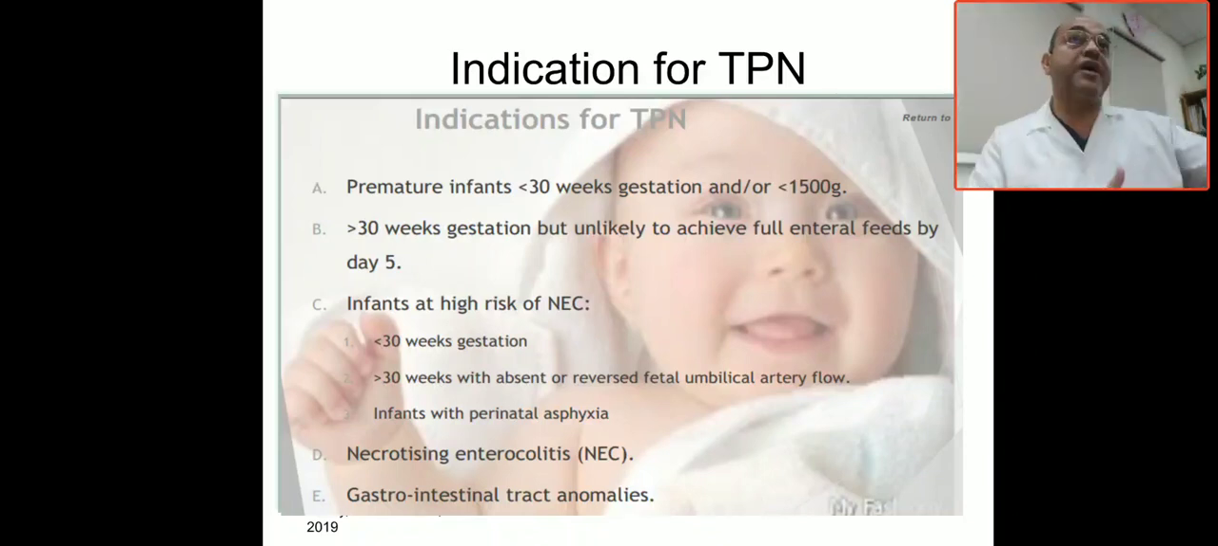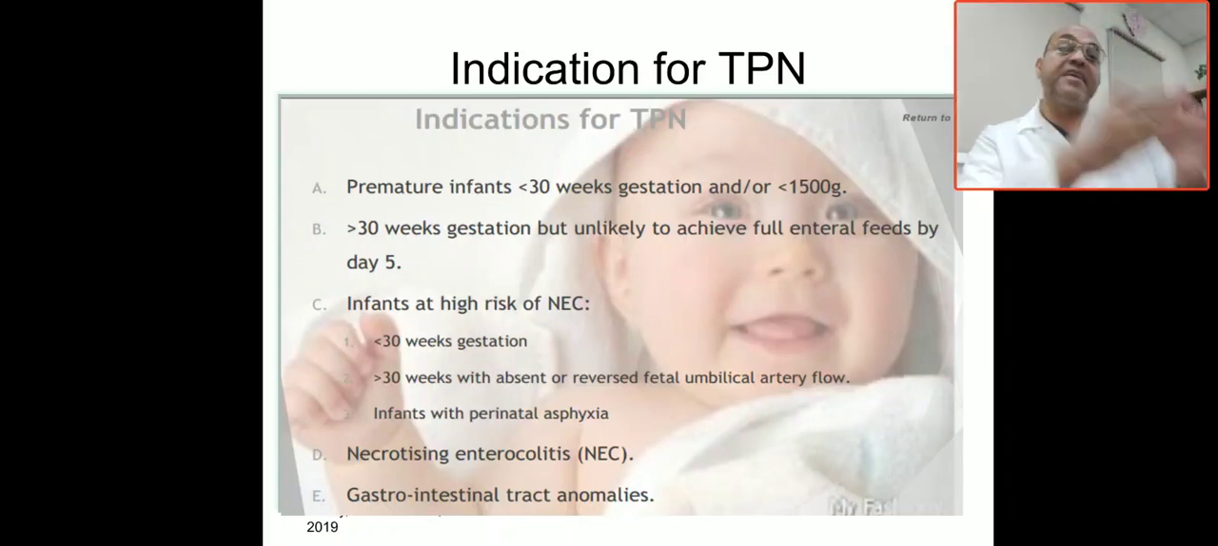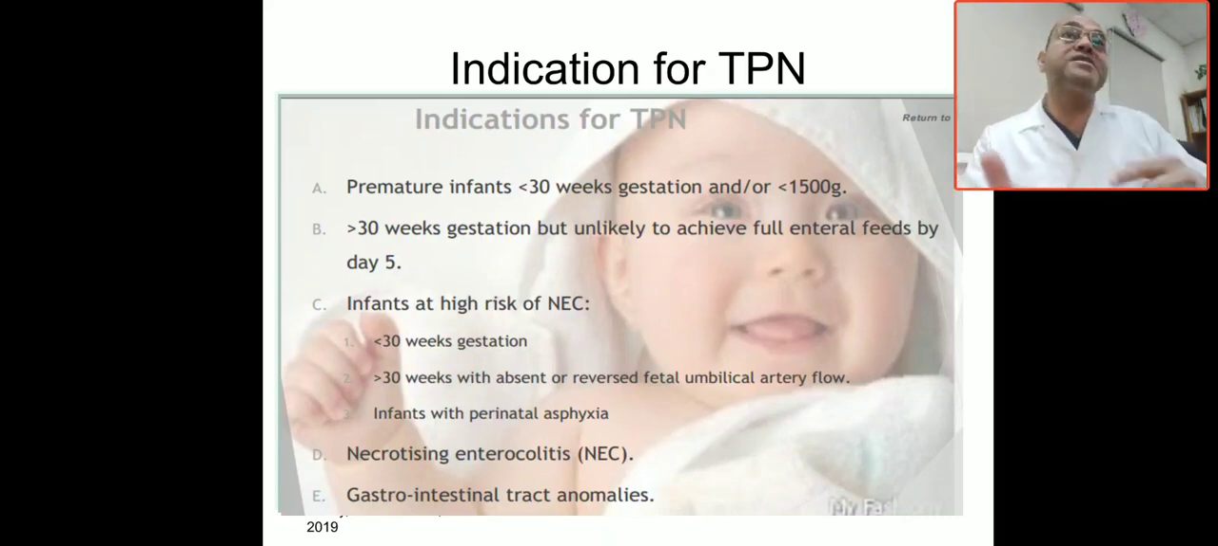Infants with high risk of NEC. Who are the patients at high risk of NEC? Babies with less than 30 weeks gestation, or more than 30 weeks gestation with absent or reversed fetal umbilical artery flow, or asphyxiated baby, or having surgical NEC, perforated NEC, or gastrointestinal tract abnormality.